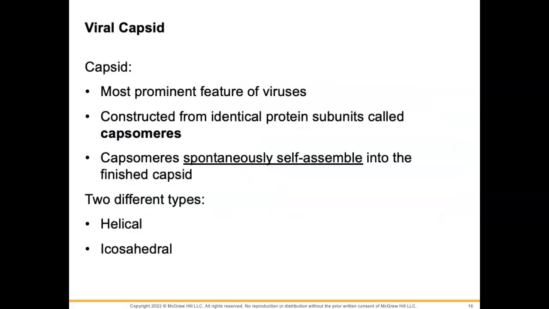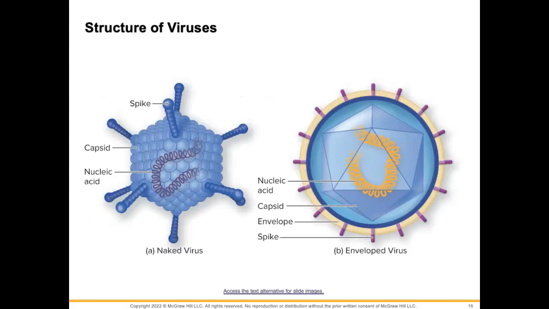So the capsid is the most prominent feature of the virus. It's constructed from identical protein subunits called capsomeres. I may have misspoken earlier. This whole thing is the capsid, and then each one of these little marble things is the capsomere.